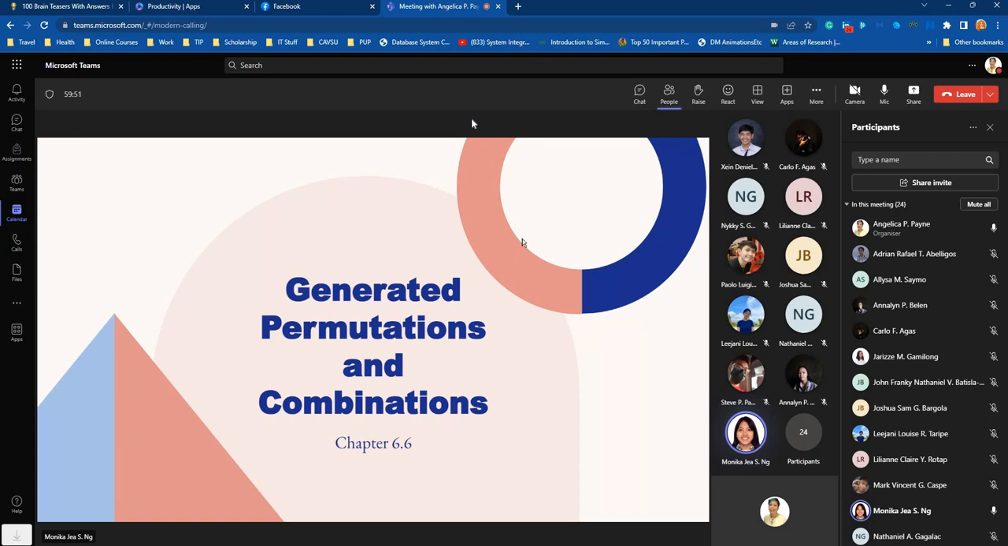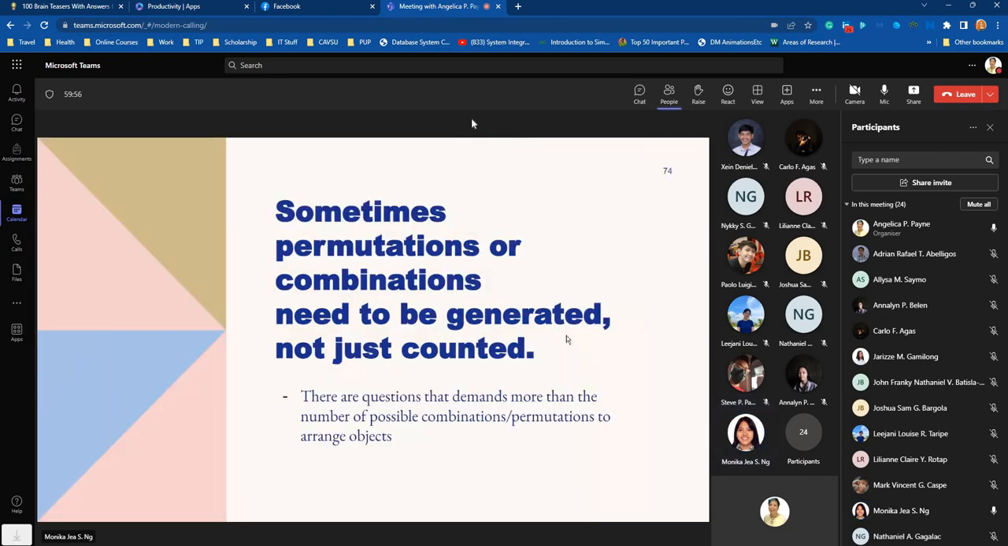So the last topic for group 3 would be generating permutations and combinations. Sometimes permutations or combinations need to be generated, not just counted, because there are questions that demand more than the number of possible combinations or permutations to arrange objects. For example, out of all these possible routes to arrive at a certain destination, we have to determine the shortest path to that destination. Those kinds of problems would require us to generate and not just count the possible combinations and permutations.